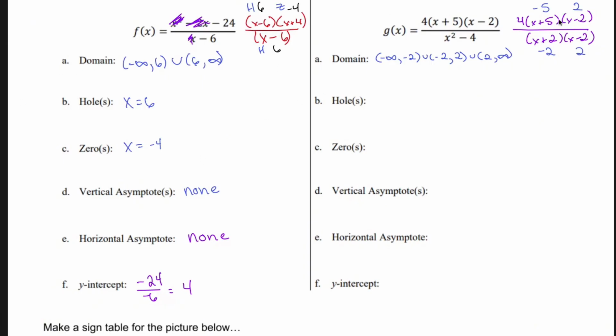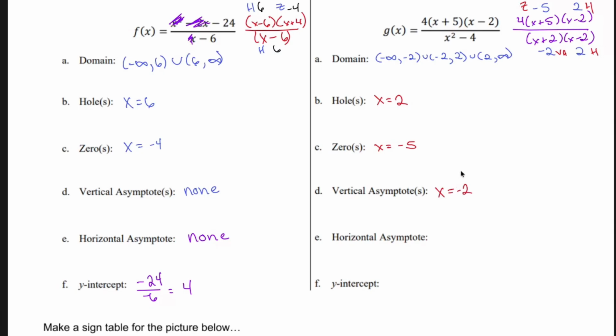Holes. Well, let's take a look at what we have. Negative 5 doesn't exist anywhere else, so you're a 0. 2 exists down here, so you're a hole. And negative 2 down here means you're a vertical asymptote. So my one hole is going to exist at x equals 2. My 0 is going to be x equals negative 5. My vertical asymptote is x equals negative 2.